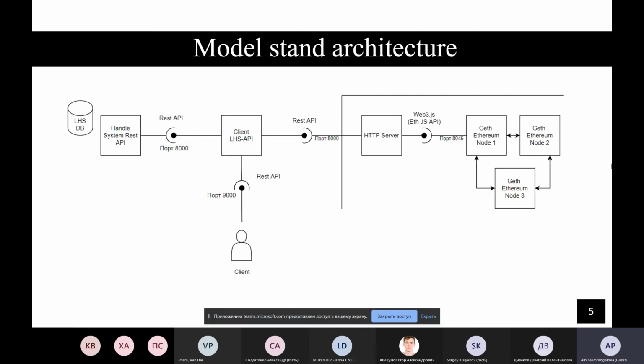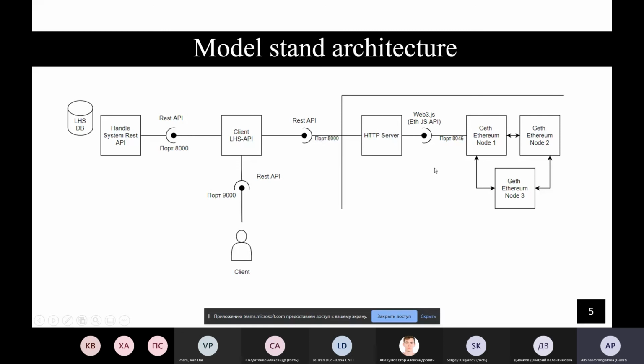So here you may see the model stand architecture that we developed, and the model bench device interaction is shown on the slide. Let me start from the right side. Here is our blockchain system. As you can see, there are 3 nodes, Geth Ethereum node 1, 2, and 3. They are synchronized and work in one ecosystem. And then we have Web3.js and the Ethereum API just to interact with it.